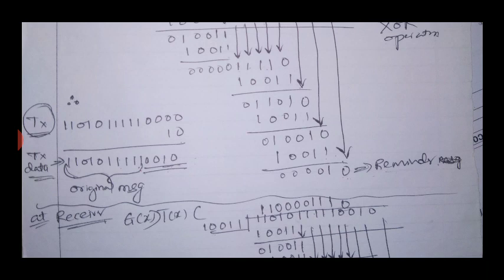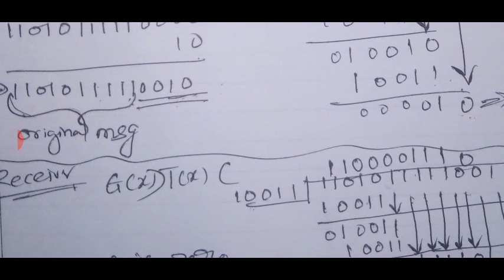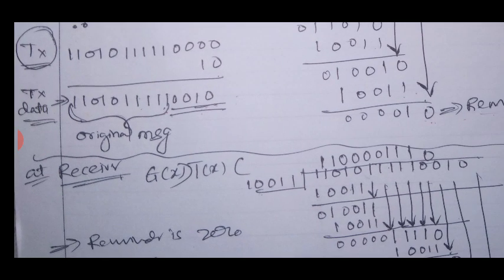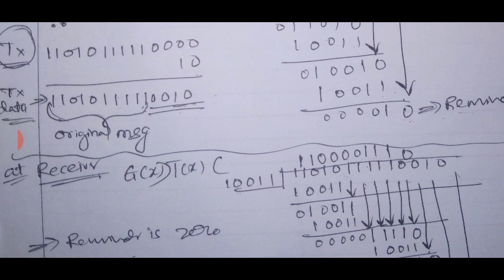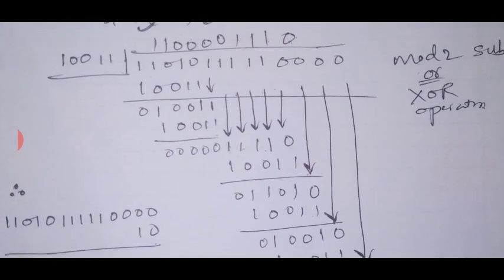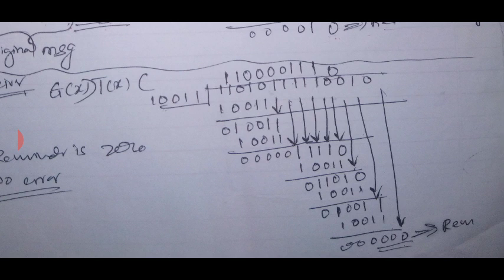Next, let us consider what the receiver does at the receiver side. The receiver takes the transmitted data Tx and divides it by G of X. We will do that same operation. Transmitted data is your original information with the CRC code. You will do the same division operation as the previous one. At the end you should observe that the remainder will be 0.